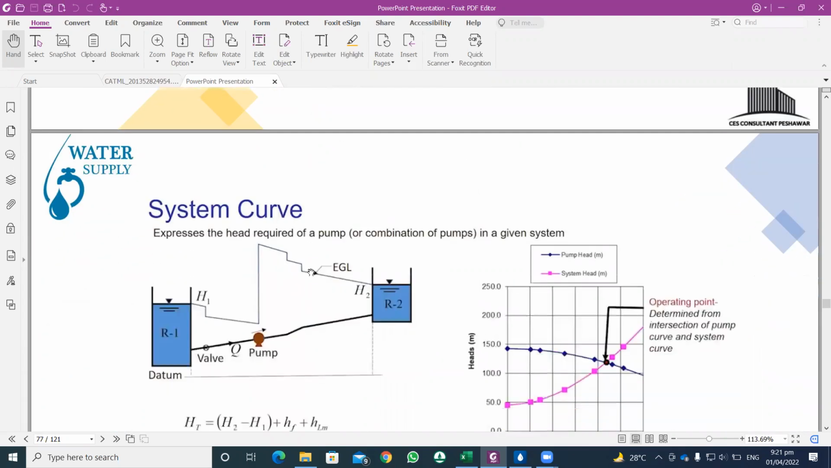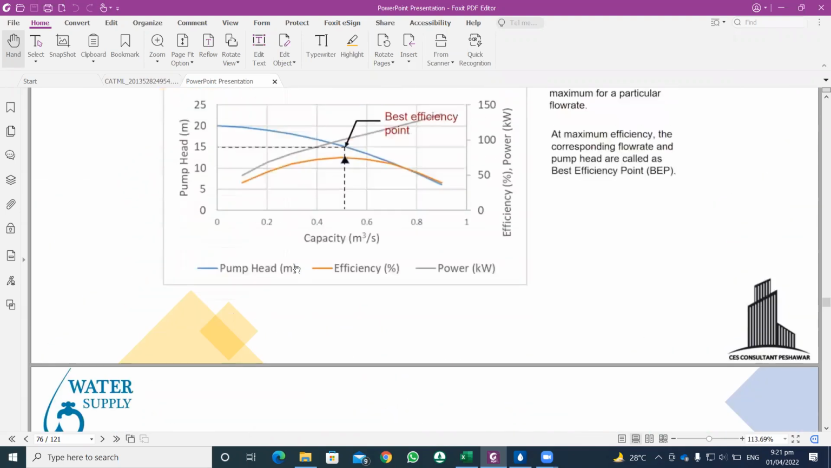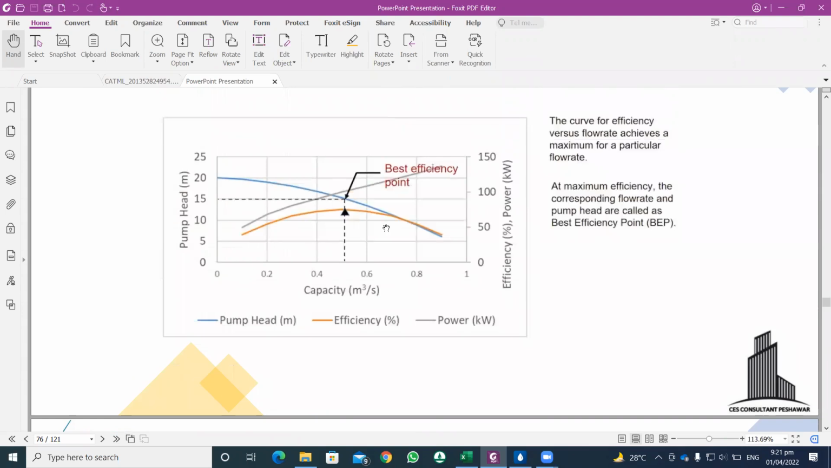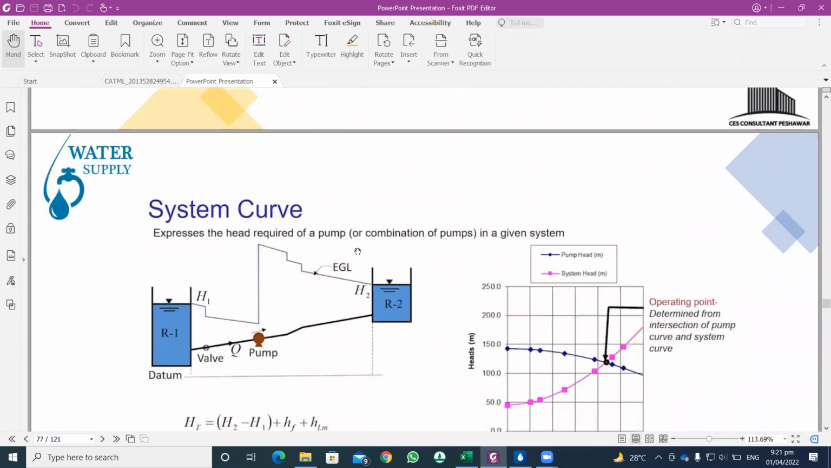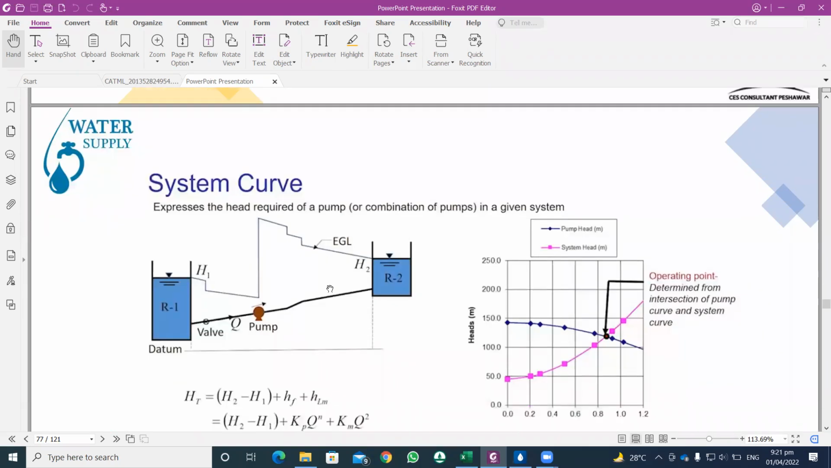The system curve is a very important property in order to design the water supply network. One is the pump characteristic curve, which is provided by the manufacturer, and the other is the system curve, which depends upon the length of the pipe, the diameter of the pipe, as well as the tanks and valves provided in the system.